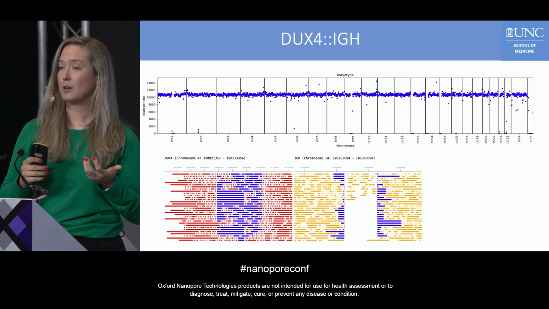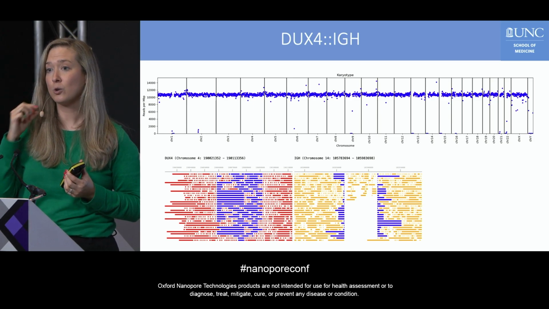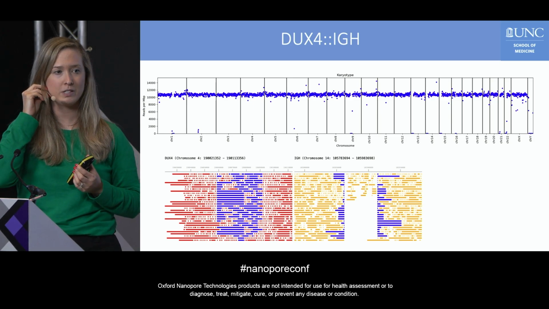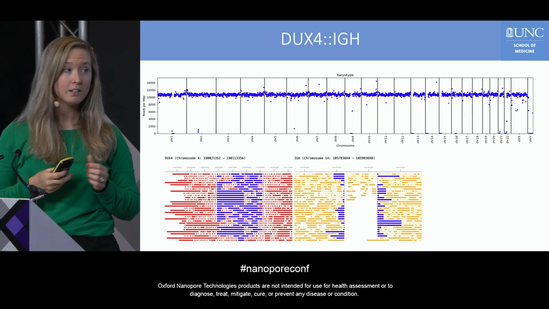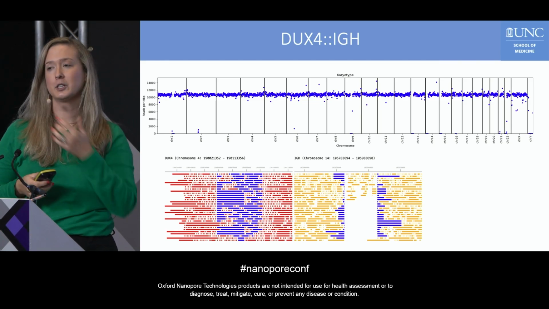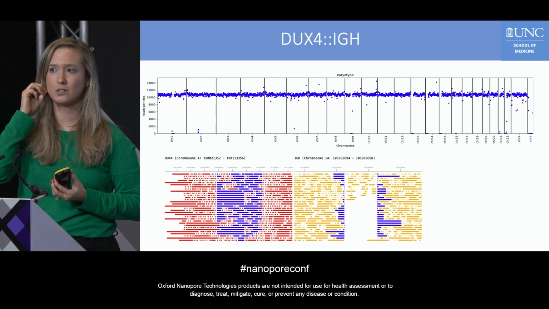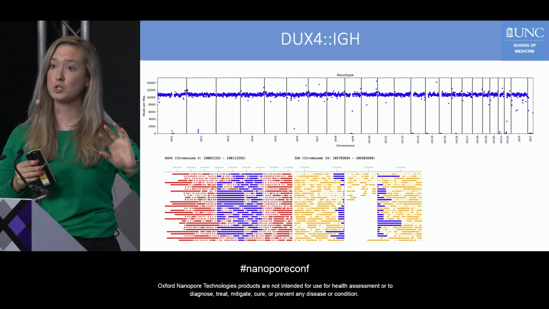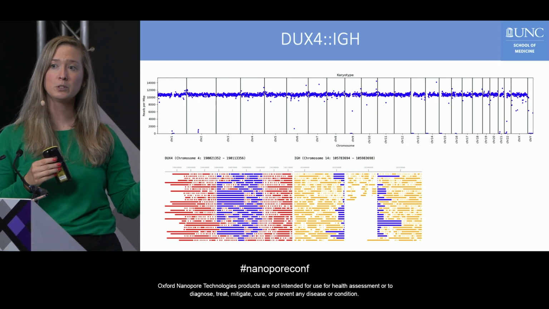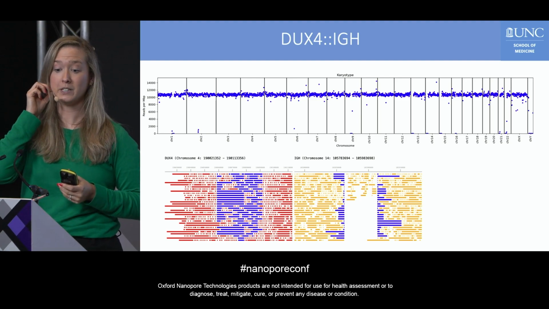Here is another sample that we sequenced. With this, we see a totally normal karyotype. We don't see any differences in chromosome copy number. However, if we look a little bit deeper, we do see several reads supporting a DUX4 IGH gene fusion. Again, the reads which map to both genes are in blue, and our orange and red reads are just wild type reads.